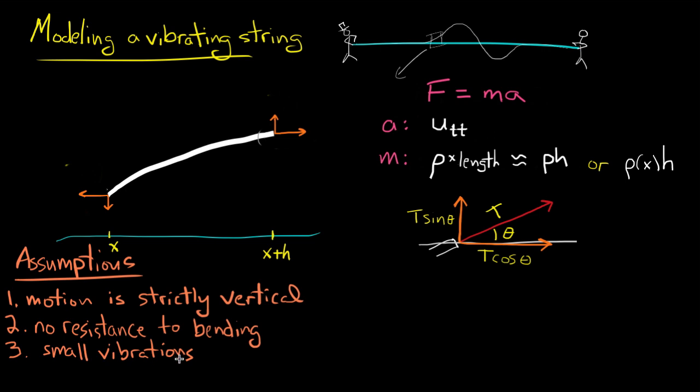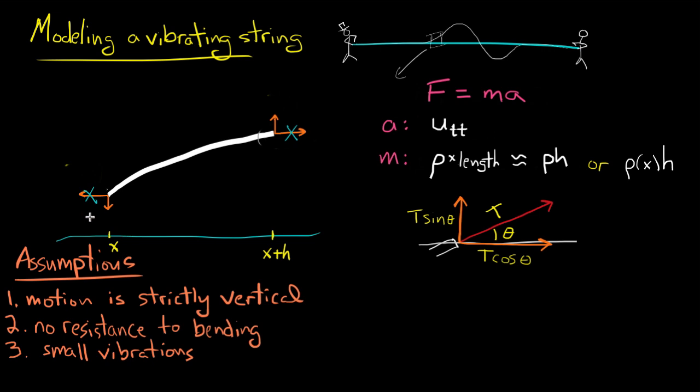The small vibrations assumption backs up this idea that they have approximately equal magnitude, because if the string is very flat, then the two horizontal components will be very close to equal. So what we should really be concerned with is only the vertical components. Let me X out these horizontal components, and let's take a closer look at the vertical parts only.